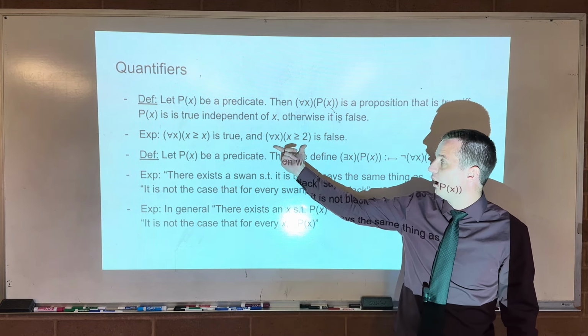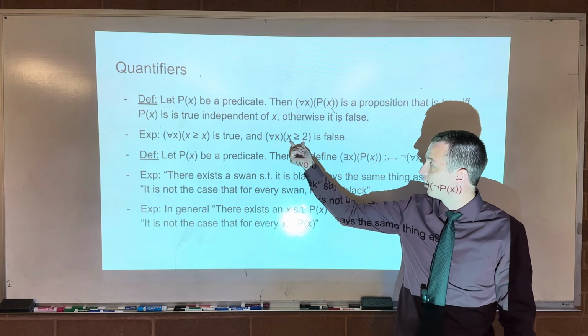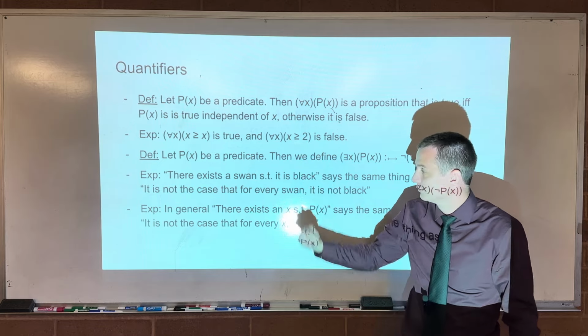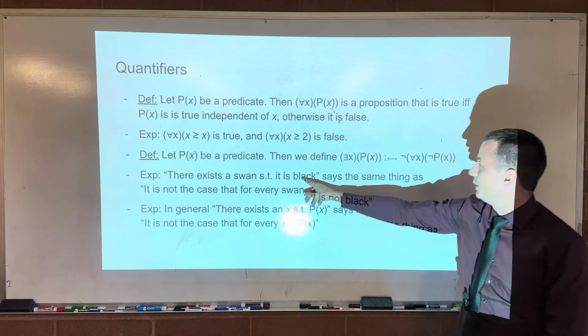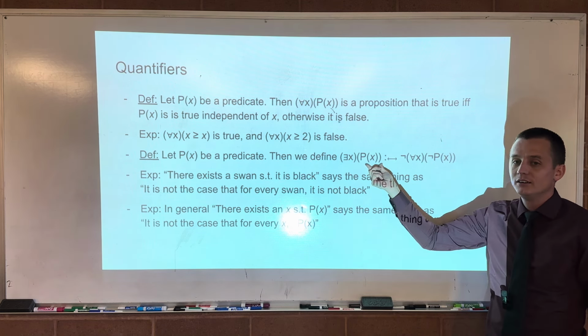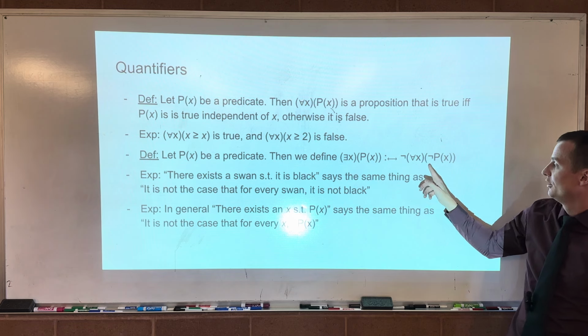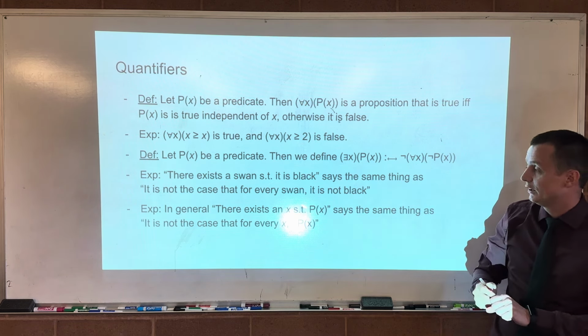Now let's look at this one. For all x, x is greater than or equal to 2. That's false, because there are x's that make the predicate false. Okay. Next definition. Let P of x be a predicate, then we define there exists x such that P of x to be not for all x, not P of x. This is our definition.